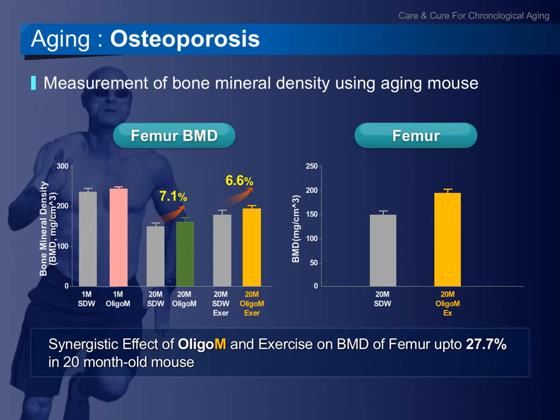In total comparison to the sterilized distilled water group with no exercise, the OligoM exercise group increased bone mineral density by 27.7% in 20-month-old mice. So, exercise and OligoM together help to treat osteoporosis better than just exercise or just water.